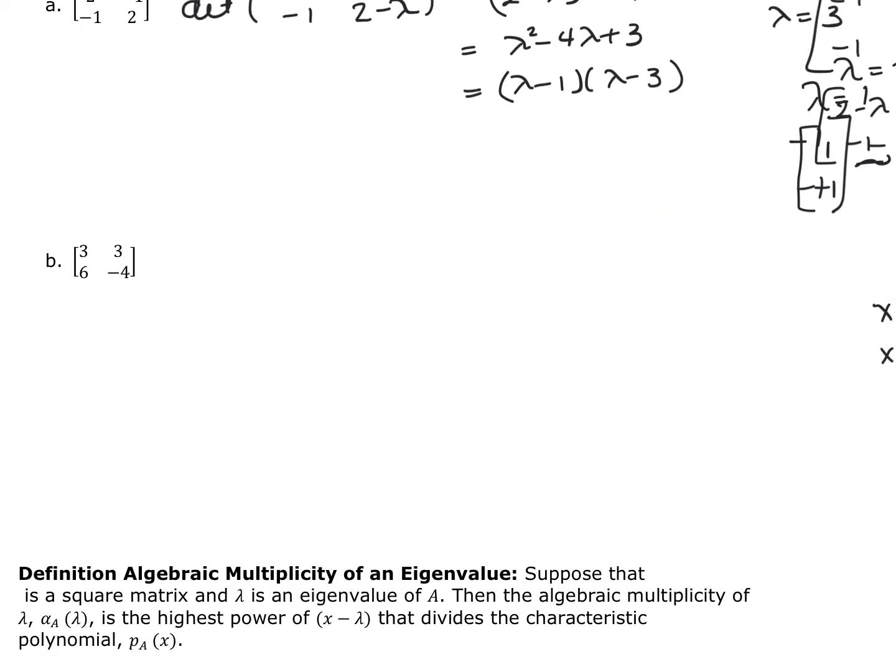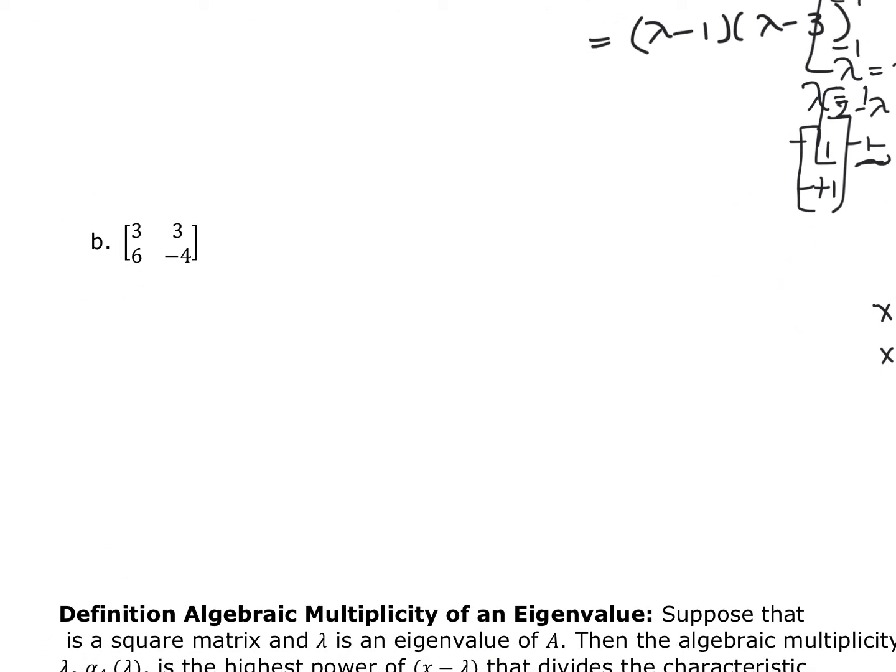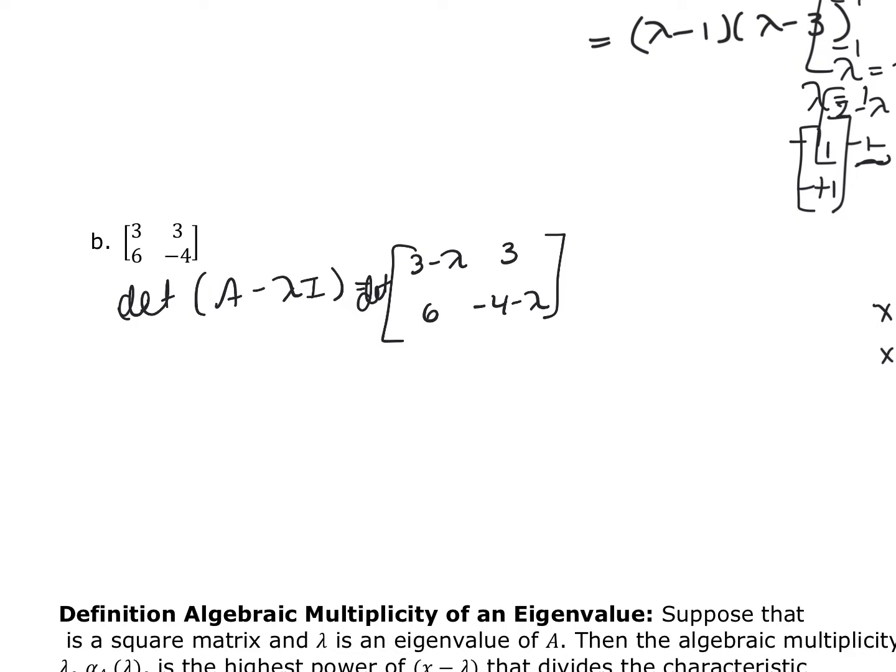Let me move this all up and out of the way. And we're asked to find the eigenvalues and the eigenvectors for this as well. So we know we're going to do the determinant of A minus lambda I. So I have the determinant of 3 minus lambda, 3, 6, negative 4 minus lambda. And for this, we have lambda squared plus lambda minus 30, because it's the one we started out with.